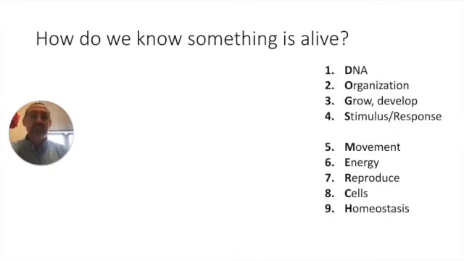How do we know that something is living? An acronym for some of the characteristics of life is DOGS merch, like merchandise. The D stands for DNA. The O stands for organization, like living things are organized. The G stands for grow and develop. That means they go through stages. The S stands for stimulus. We get information, but then we respond. We do something with it.